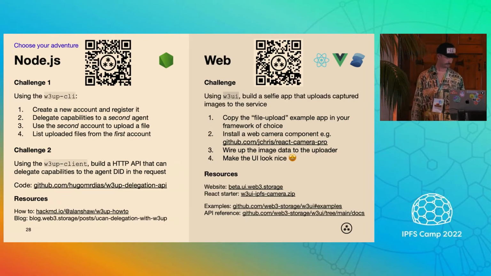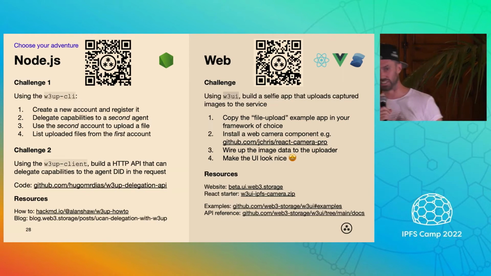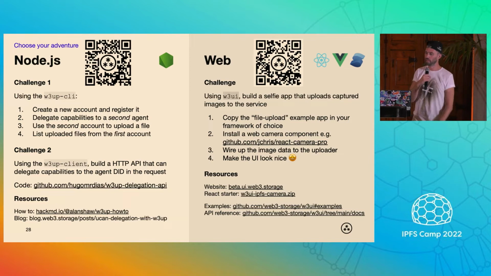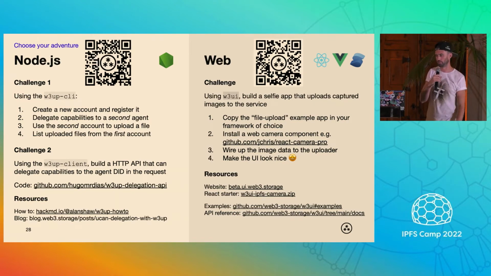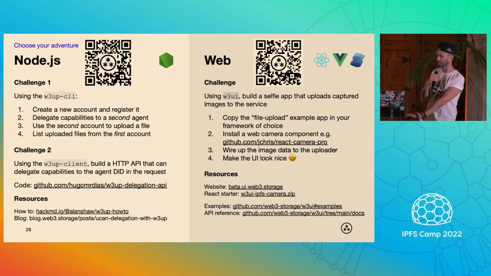Cool. Okay, and so this second track, if you're a bit more front-end focused, this one's for you. This is using the W3 UI components that we just showed. Build a selfie app where you can capture images from your browser and upload them to web3.storage. And that's what J. Chris demoed a second ago, and is actually going to be walking through building that app on stage with you today. But yeah, check it out.